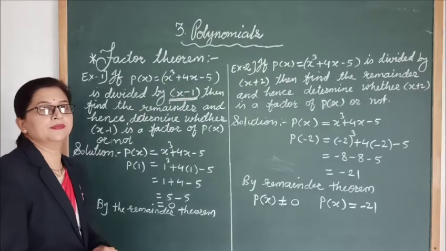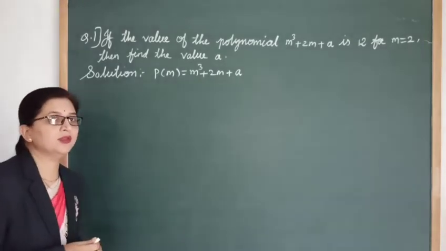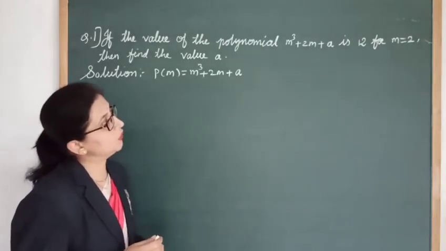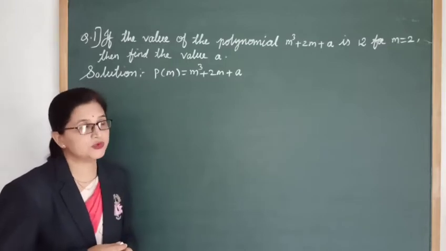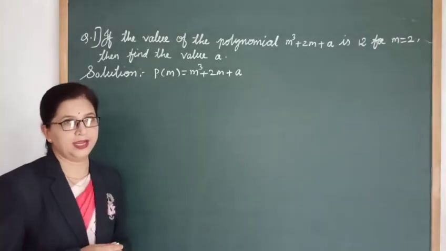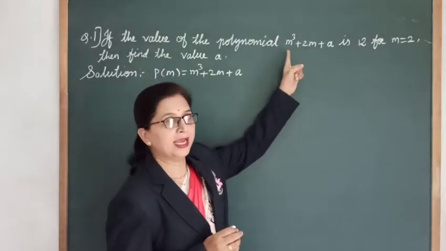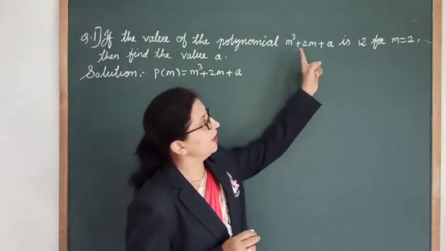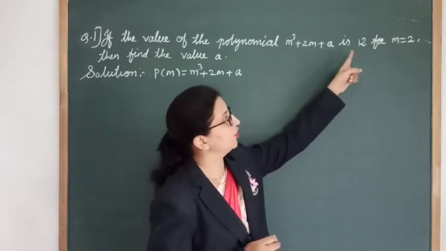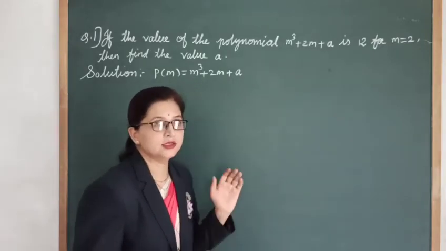Okay. Now let's solve an example based on the remainder theorem. So here we have the question: if the value of the polynomial m cube plus 2m plus a is 12 for m equal to 2, then find the value of a. Okay. So dear students, in this question, the variable is m. If we put the value of m as 2, then we will get the value of this polynomial as 12. Then we have to find out the value of a. Okay. So let's solve this.